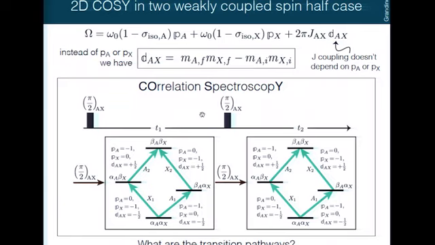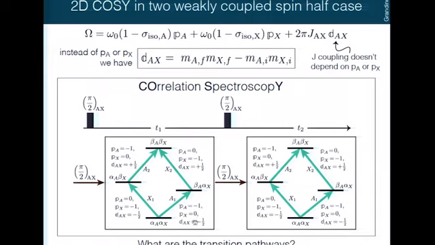Let's look at the correlation spectroscopy, where I have a pi over 2, pi over 2. The first pulse will excite all the observable transitions. Actually, it will excite all the single quantum transitions, but in this case we're only going to excite the observable ones here. That's what we're interested in. And then the second pulse will transfer those to the same set of transitions.